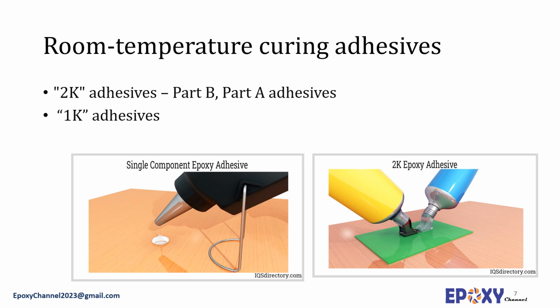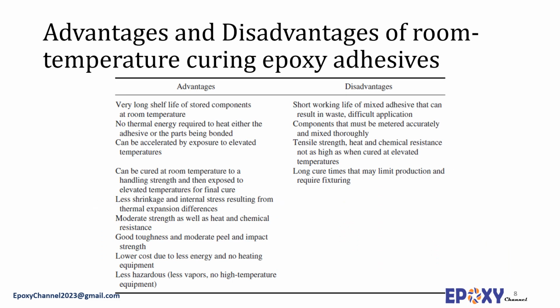Finally, compared to elevated temperature curing adhesives, in room temperature curing adhesives often a lower crosslink density or glass transition temperature can be achieved. Room temperature curing epoxy adhesives exhibit very long shelf lives, and as their name indicates, no heat is required for their curing. However, the curing process can be accelerated by applying heat. Less shrinkage and internal stress is rendered in these systems. They show moderate peel and bond strength, good toughness, and good heat and chemical resistance. They are comparably not costly, and their health issue is lower.